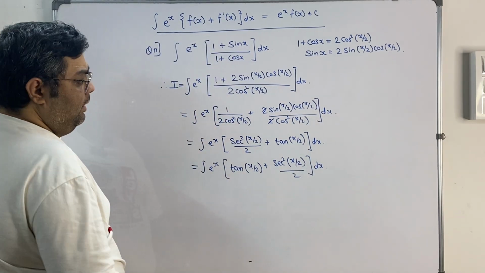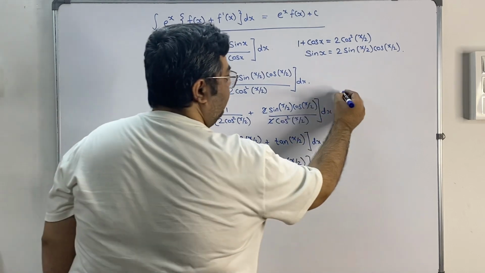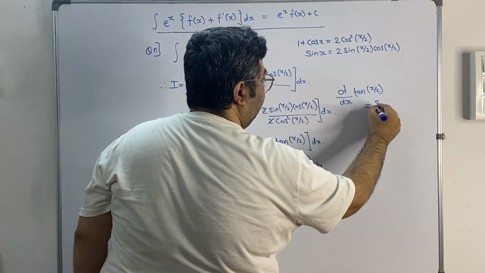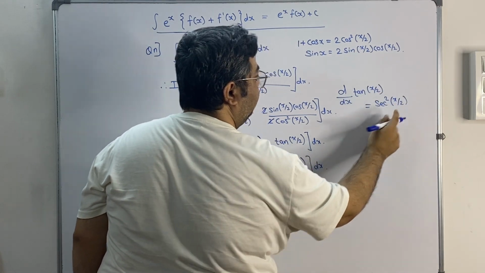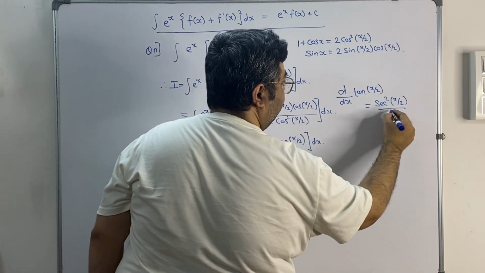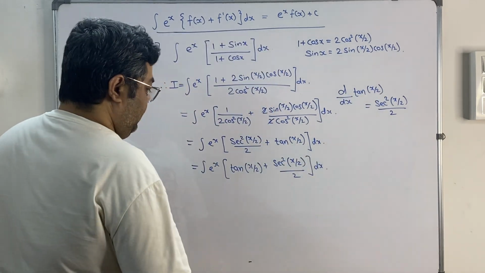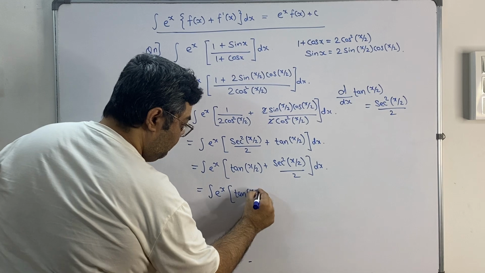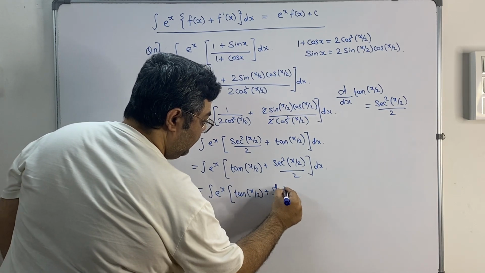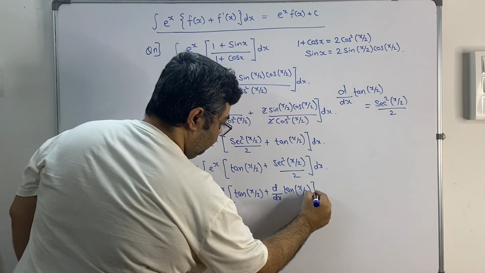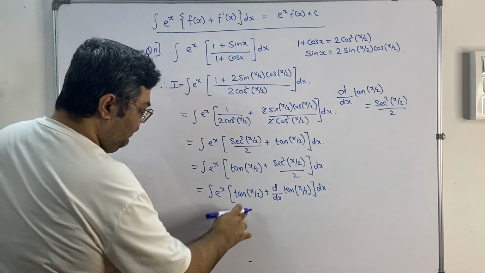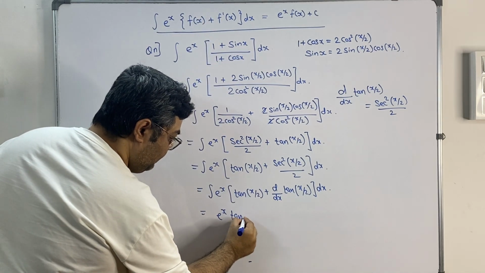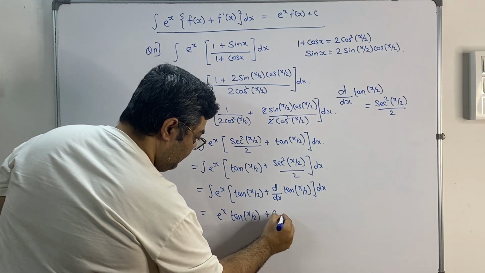Now if you check, this is the derivative of this. Derivative of tan x by 2 is sec squared x by 2, and by applying the chain rule we get the derivative of this half, that is 2. So we can safely write this as tan x by 2 plus the derivative of tan x by 2. This gives us the answer. This is applying this rule, e raised to x tan x by 2 plus c.